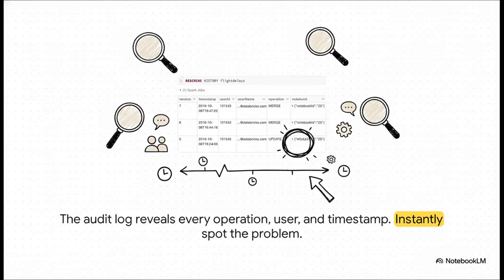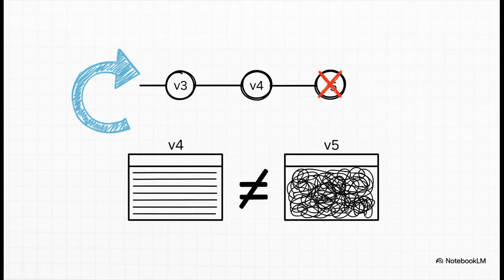You see every operation, who ran it, and when. As you scroll, you spot it. An unexpected update from last night. That's our smoking gun. So what's next? We use our superpower, we time travel back to the scene of the crime, we run a quick select on the version right before that suspicious update, compare the data, and confirm, yep, that's what broke everything.